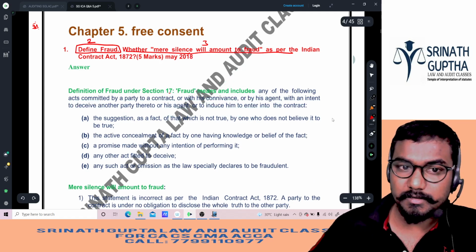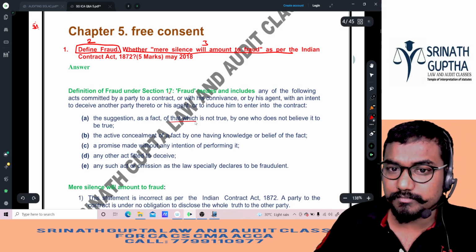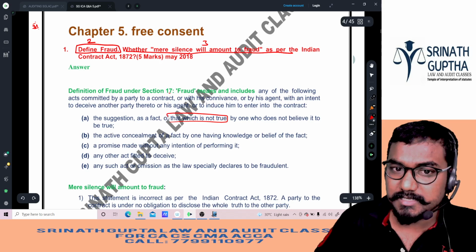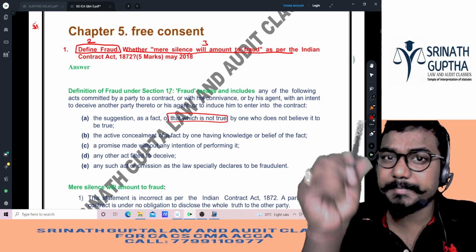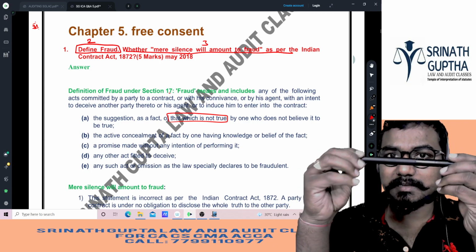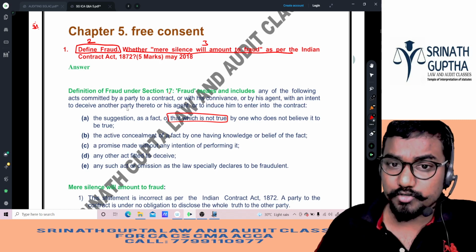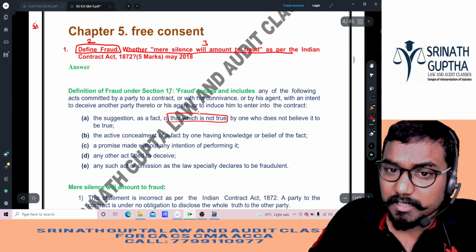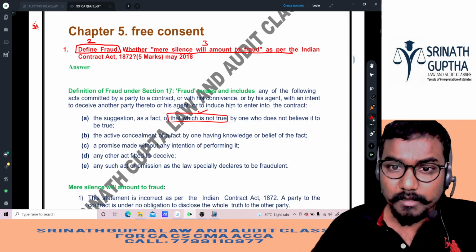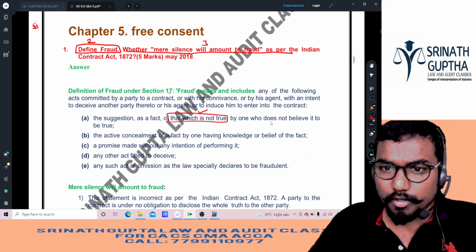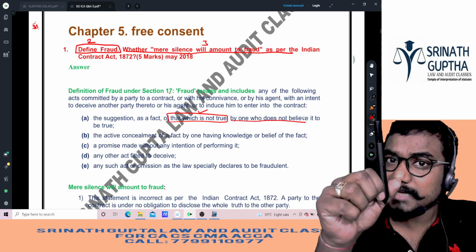The first is the suggestion as to a fact which is not true. The fact is it is an ordinary pen, but I am suggesting it is a Gandhiji pen. The truth is it is not a Gandhiji pen, but I am telling it is a Gandhiji pen, by one who does not believe it to be true. I am not believing it as a Gandhiji pen, but I am telling it as a Gandhiji pen.